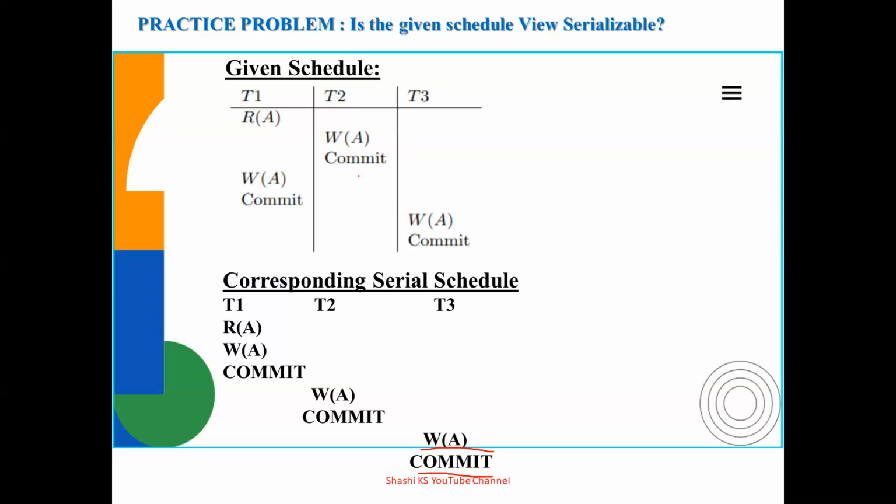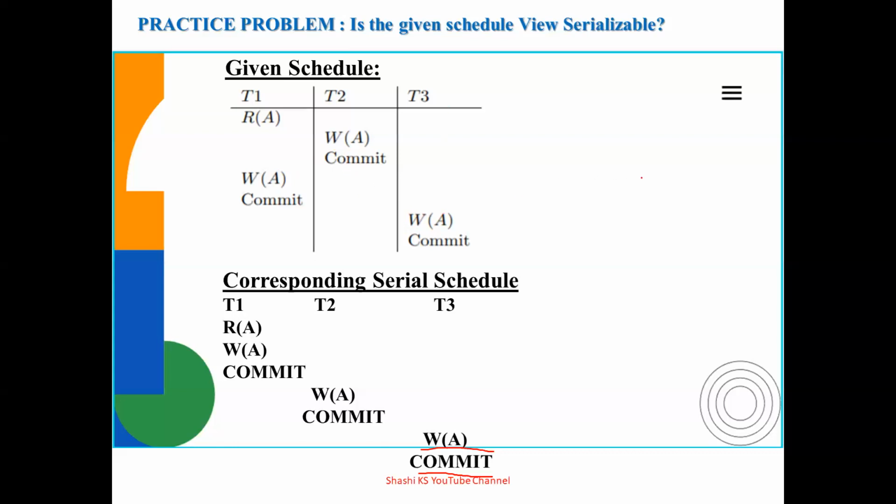What are the blind write operations? Here you can see a blind write operation in transaction T2, and in transaction T3 also you have a blind write operation. What is the meaning of blind write? When a transaction writes a value without reading it, it is called a blind write. Here transactions T2 and T3 are writing the data item A without reading it. And whenever you have a blind write operation, there is more chance that the schedule may be view serializable. So the second condition is not applicable here.